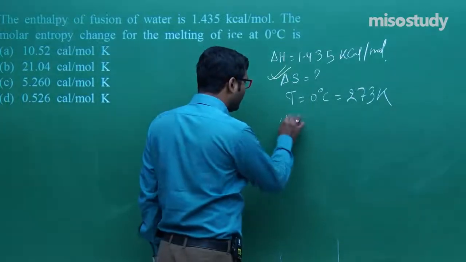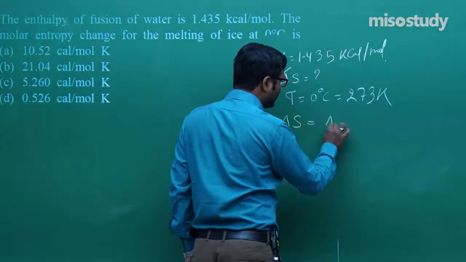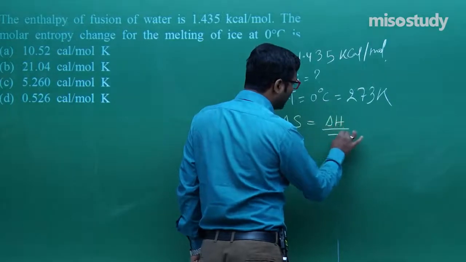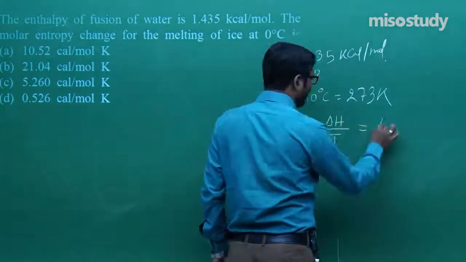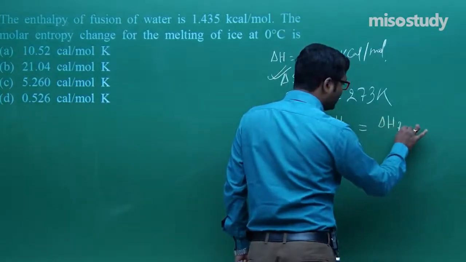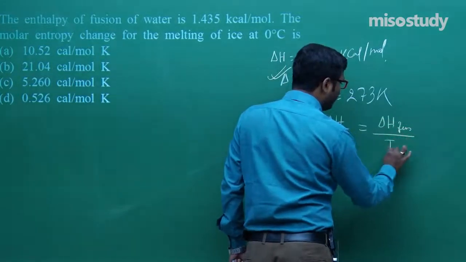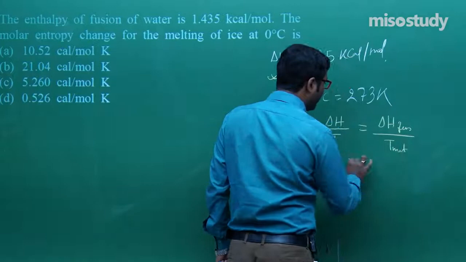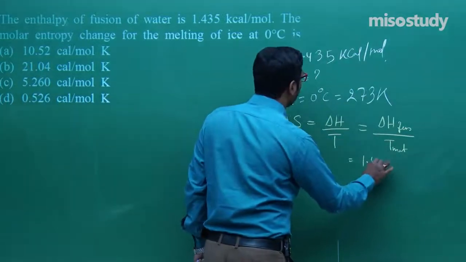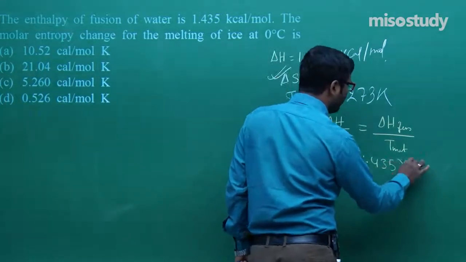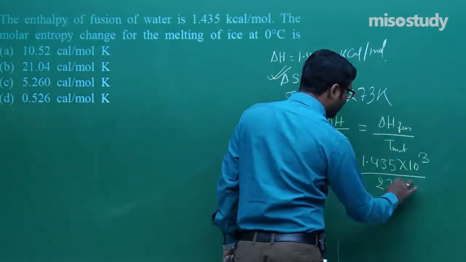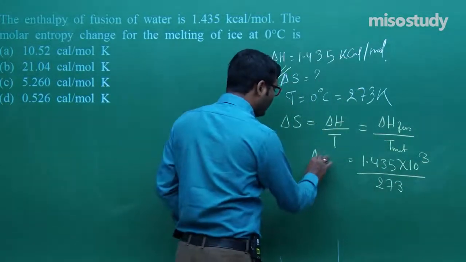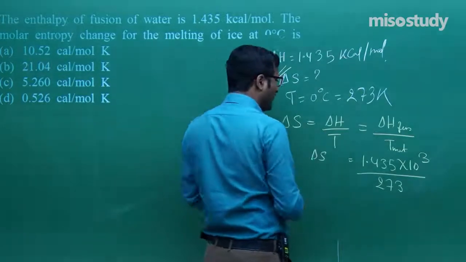As we know, delta S is equal to delta H upon T. Clear? Now here the formula is delta H fusion upon melting point. Now delta H fusion is equal to 1.435 kilocalorie, converted into calorie, upon melting point, that is 273. Now if you solve this expression, what will happen?